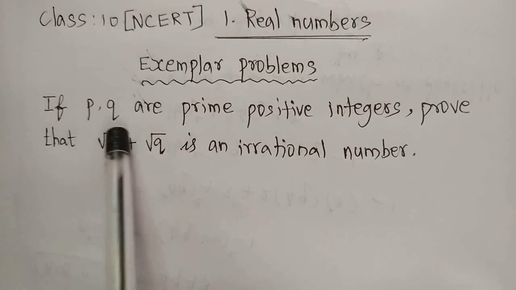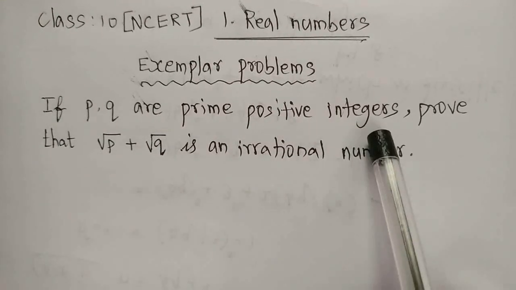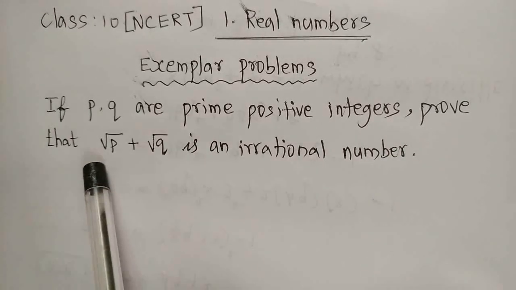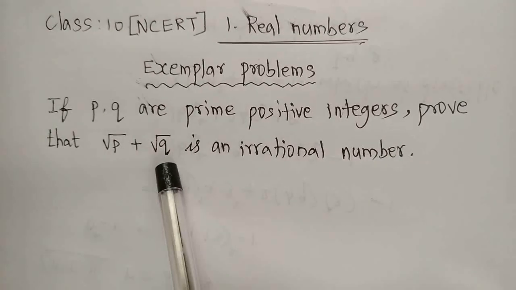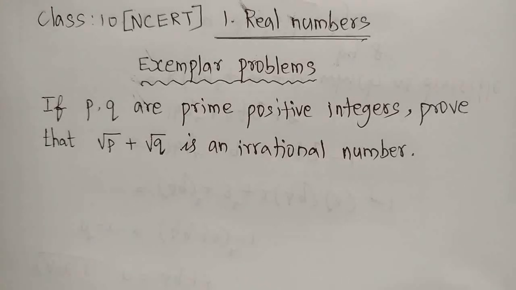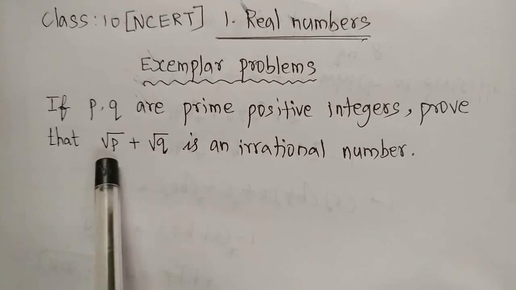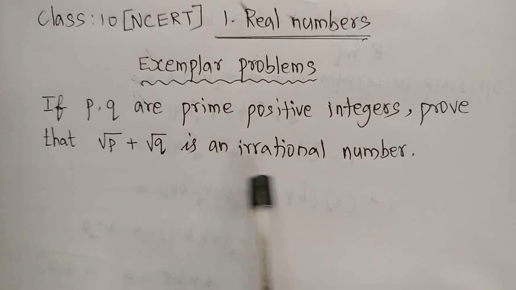If P and Q are prime positive integers, prove that root P plus root Q is irrational. So we have to prove that square root of P plus square root of Q is irrational when P and Q are prime numbers.